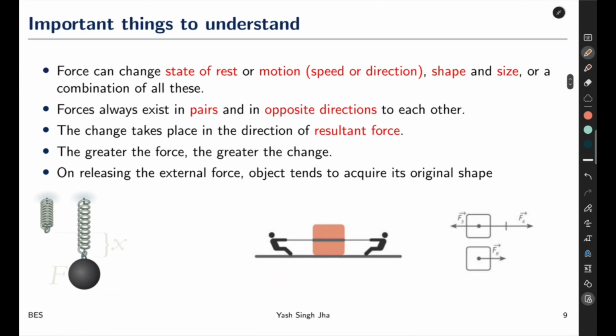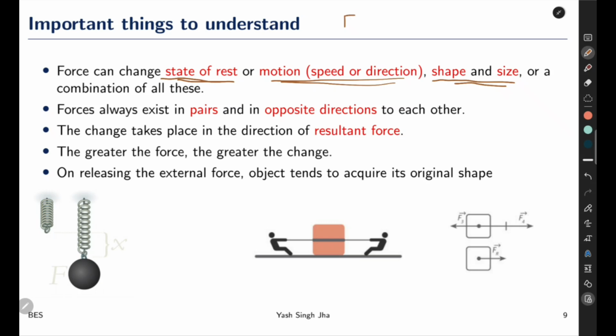There are a few important things to understand. First, force can change the state of rest or motion. Motion includes two things: number one, speed or direction. In addition to that, it may also change the shape and size. Or it can cause all of this together. How can it change the state of rest?